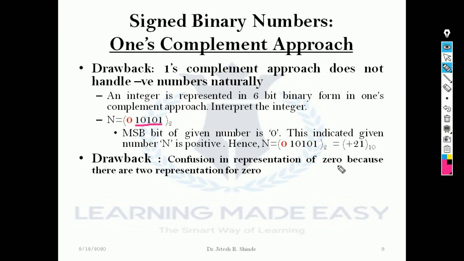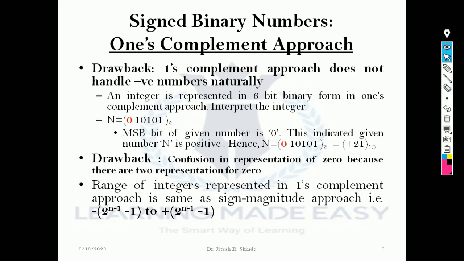Another drawback is confusion in the representation of 0, because there are two representations for 0. The previous table illustrated this. There are two schemes, to represent plus 0 and to represent minus 0 as well. Moving forward, we had encountered this drawback of confusion in the representation of 0 in the sign magnitude approach as well. The range of integers for the one's complement approach, in generalized form, is minus 2 to the power n minus 1 minus 1 to plus 2 to the power n minus 1 minus 1.